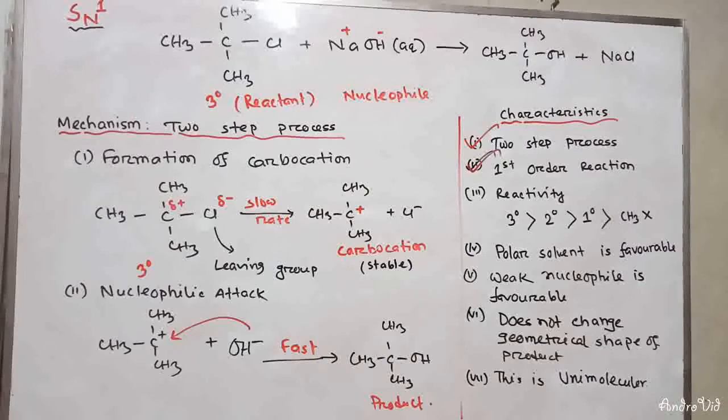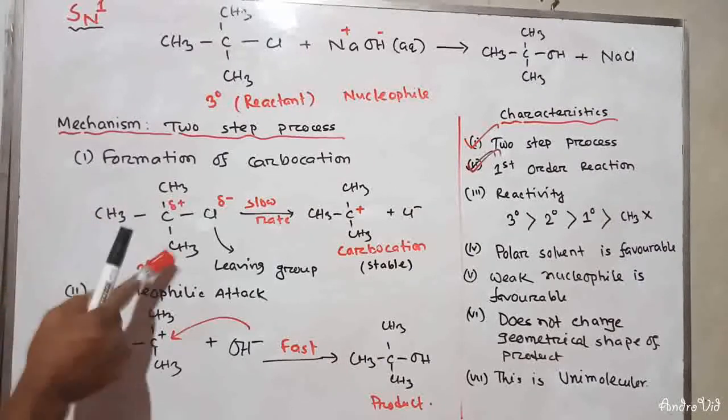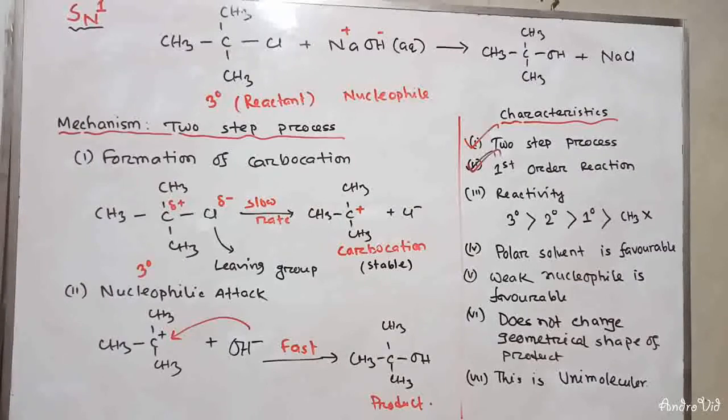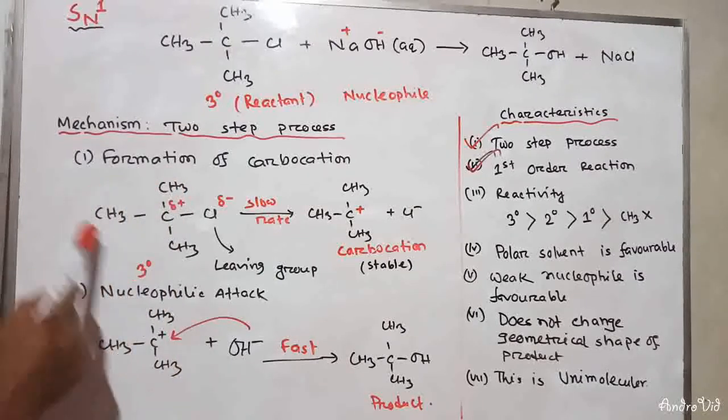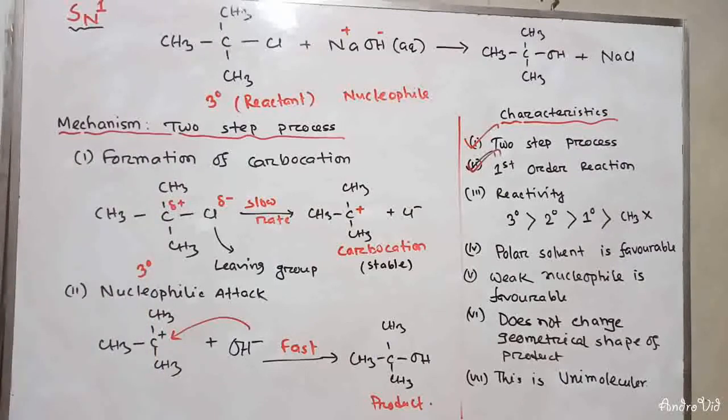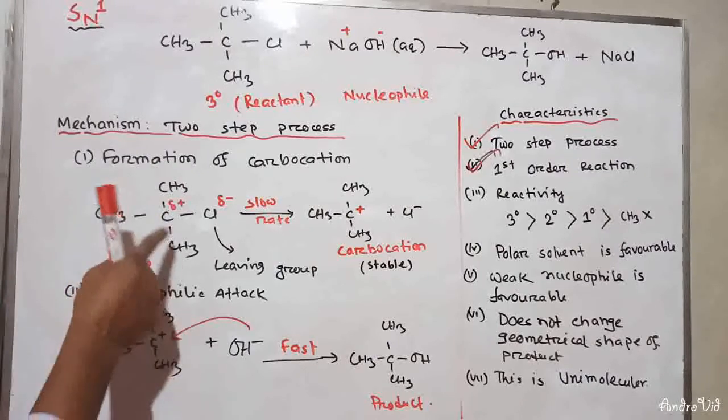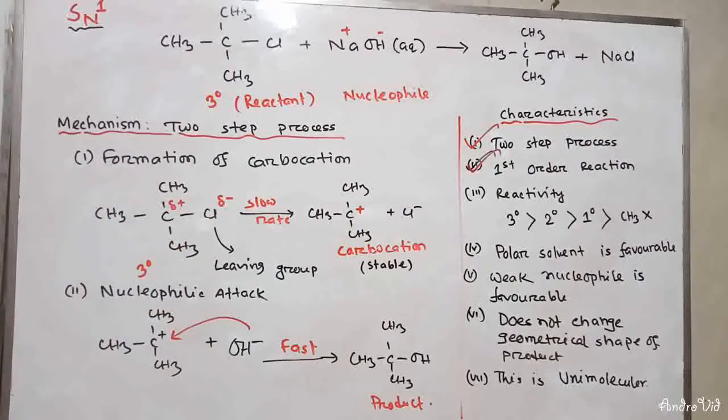This is basically due to the presence of 3 methyl groups in case of 3 degree alkyl halide. Again, you must remember this point: the first step is a really very important step in SN1 reaction. Formation of carbocation is a very important step. In 3 degree alkyl halide, 3 methyl groups are attached to the central carbon atom, and for this reason breaking the carbon chlorine bond is comparatively easy.